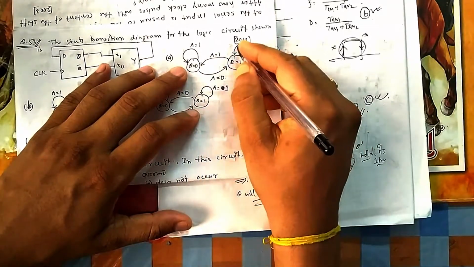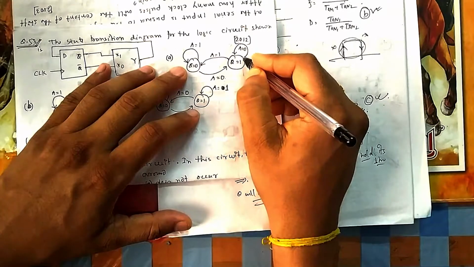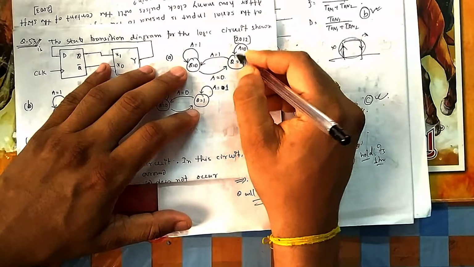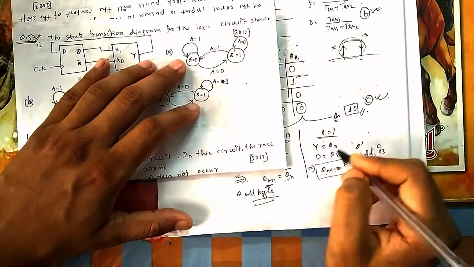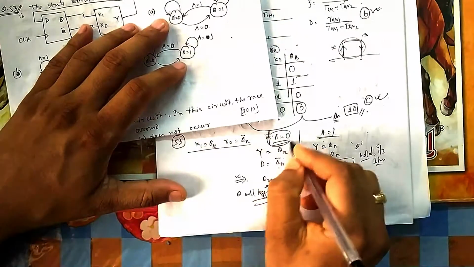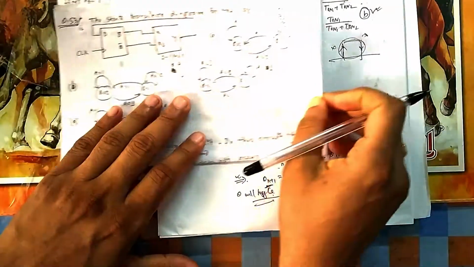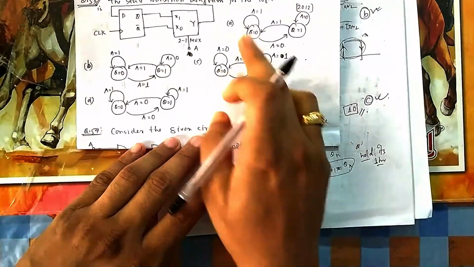But here, if you see this line, it means if A is equal to 0, then it remains at Q1. It started from Q equal to 1, it ended at Q equal to 1. So it is holding its own state Q equal to 1 when A is 0. So it is wrong, because if A is equal to 0, it should not hold. It should change. This is my conclusion. So this is wrong. In a similar way, this will also be wrong.